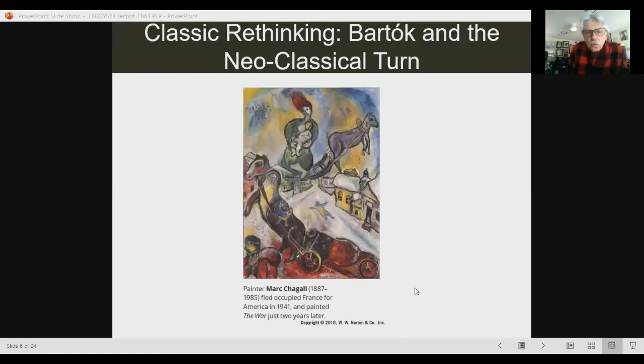There really is no art movement, like for painting, that you could say is 20th century neoclassical. It really doesn't exist. I've looked for it, and it just doesn't exist. But they're showing his painter Marc Chagall. He fled occupied France for America in 1941 and painted this, The War, that's what this is called, right? Just 2 years later. And I don't know if you would call this neoclassicism. It's more like surrealism, right? Things that are not real. But obviously there's elements of war here and destruction.